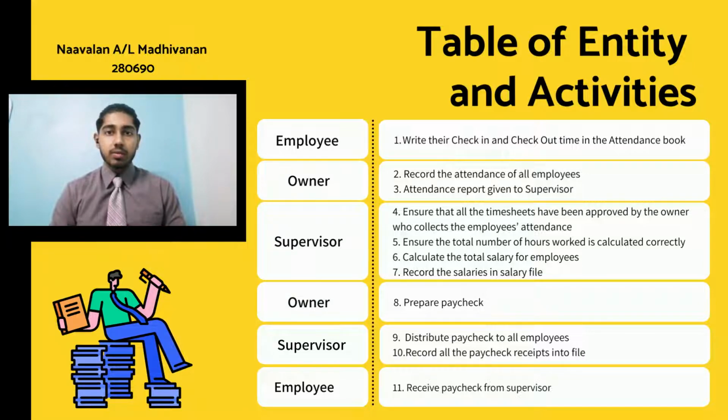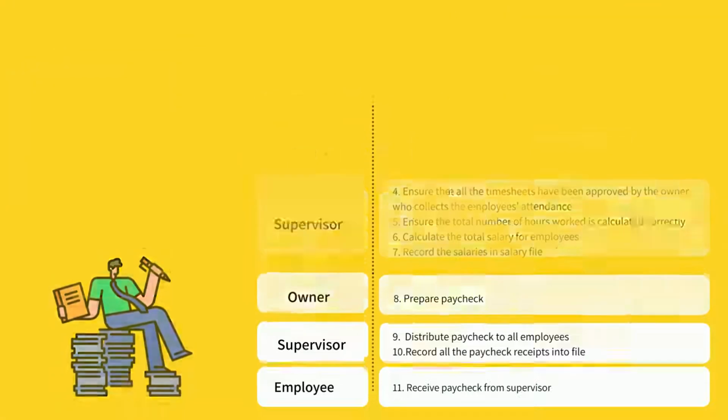In the timesheet, the supervisor will ensure the total number of hours worked is calculated correctly, and the supervisor will also calculate the total salary for employees. He will also record the salaries in the salary file. Following that, the owner of the restaurant will prepare the paycheck, and the supervisor will distribute the paycheck to all employees and record all the paycheck receipts into a file. And lastly, the employee will receive the paycheck from the supervisor.